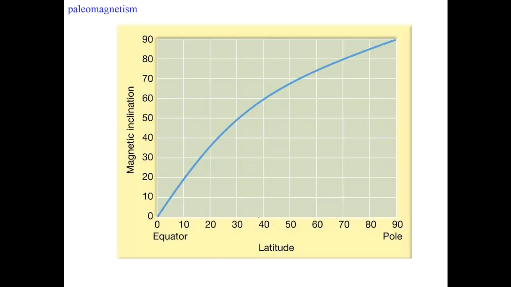We live at about 38 degrees latitude here in Annandale, Virginia, so that works out to a magnetic inclination of around 57 degrees or so. So if we're looking at a vertical plane through a rock here, where this is 0 and this is 90, 57 will be something like that.